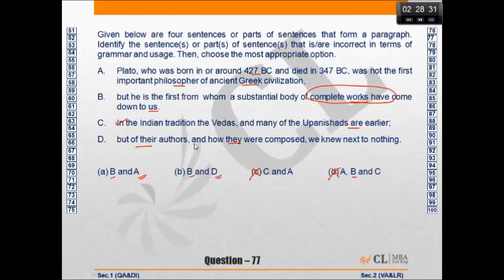But of their authors and how they were composed, we know next to nothing. We know next to nothing. So D is incorrect. So choice B is the correct answer.